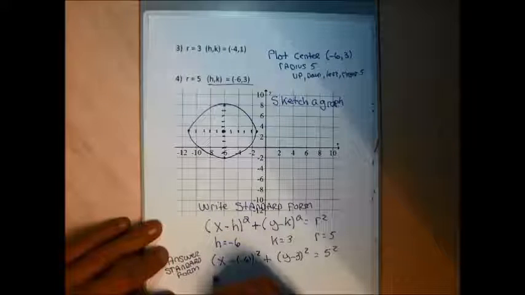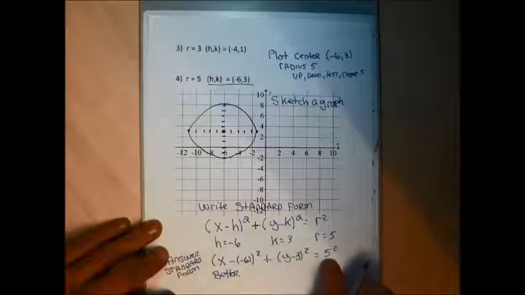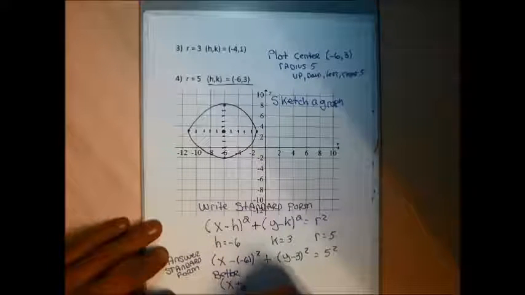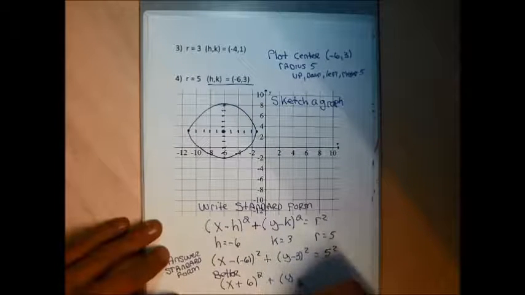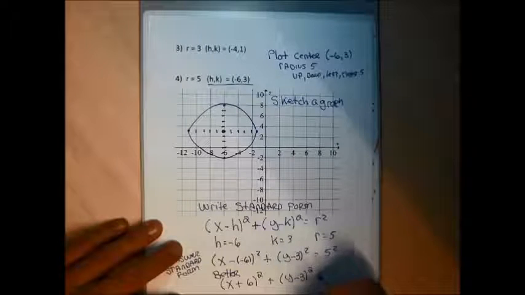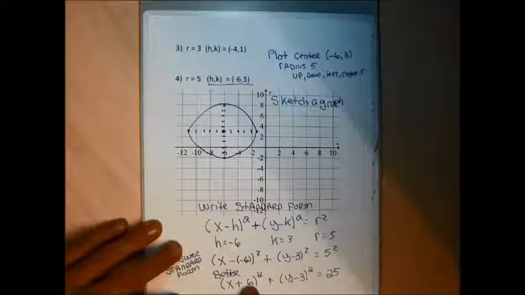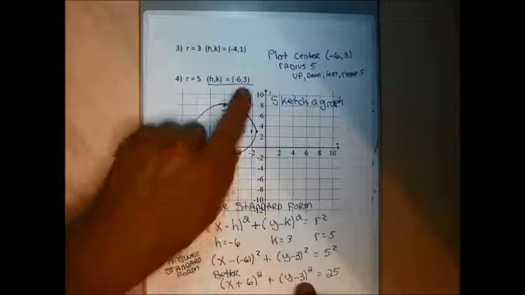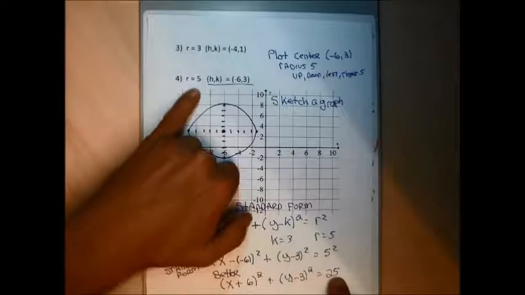But more often than not, you're not going to leave a double negative or an exponent on a number that can be gotten rid of. So a better answer to the standard form would be (x plus 6) squared plus (y minus 3) squared equals 25. And then to get the center, you'd have to change the sign of the 6 to -6 for the x coordinate of the center. Then change the sign of the -3 to +3 for the y coordinate of the center, and square root the 25 to get 5, the radius.